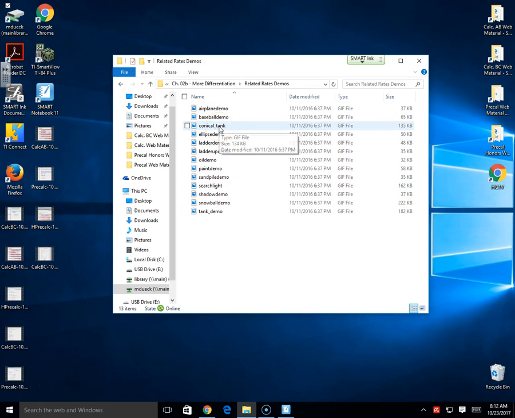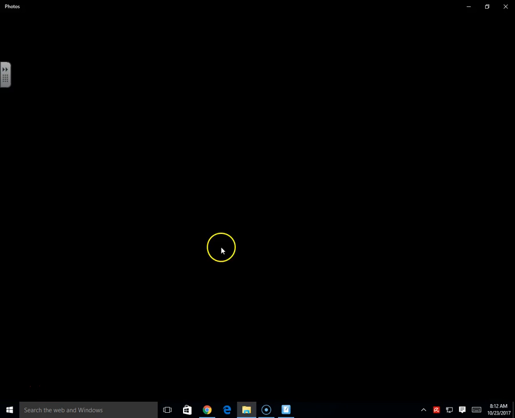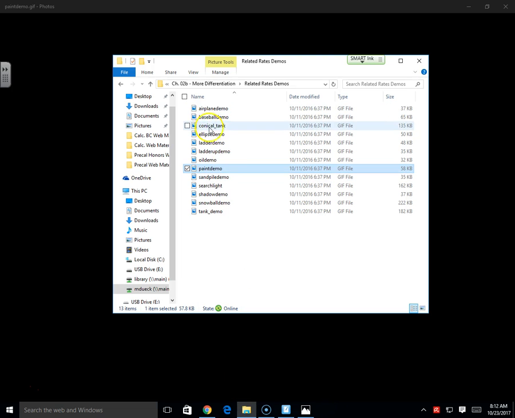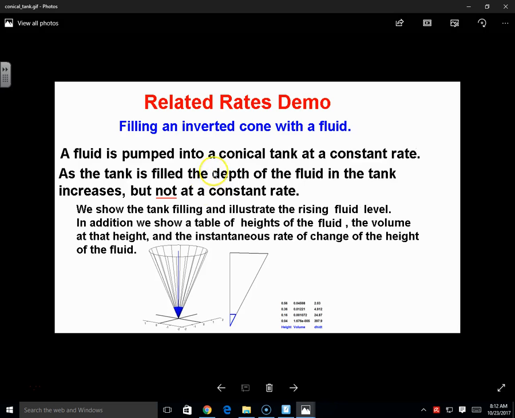You want to see paint? Okay, we'll get the paint one up. I'll also get the conical tank one up. And maybe the sand pile one?